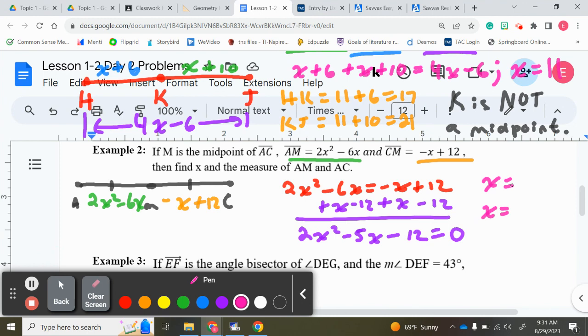We're just about finishing up. Who's got one of the solutions for x for me? One of them is 4. Excellent. What's the second one? If you got a fraction, it's okay. I promise.